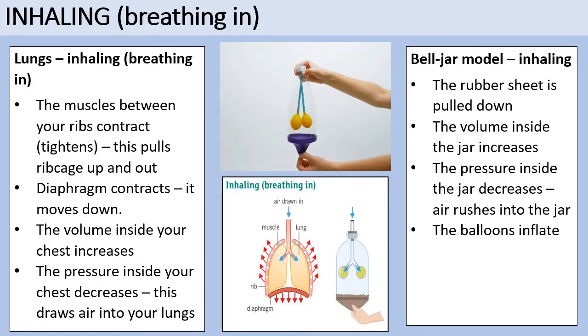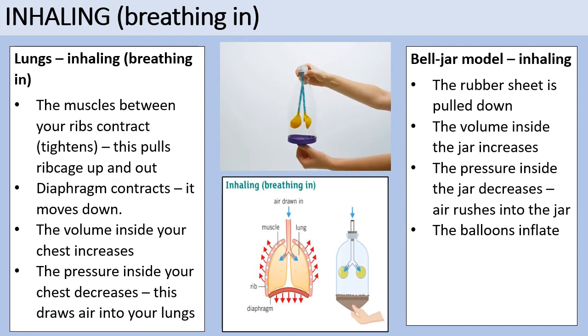So if we have a look at the instructions to the right hand side of the slide for the bell jar model, we are looking at inhaling, and we can see that the rubber sheet, when it's pulled down, as you can see in the video, causes an increase of volume inside of the jar. This in turn causes the pressure inside the jar to decrease, and the air rushes into the jar, and the balloons, which represent the lungs, inflate.